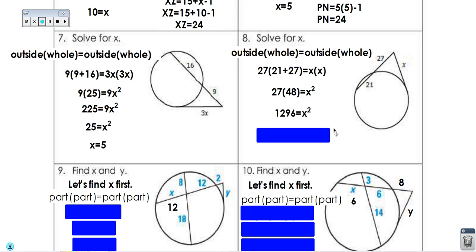Now we're going to take the square root of that. It's always good to check in your calculator and see if it is a perfect square. And this one happens to be, so just go ahead and put the square root of 1,296. And that's going to get us 36.